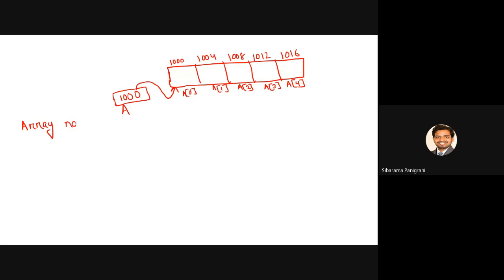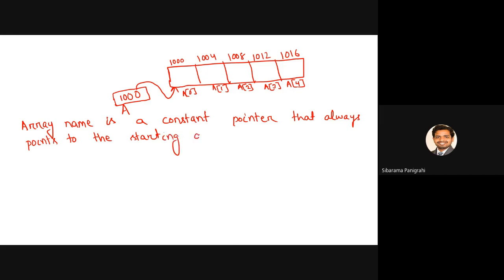Array name is a constant pointer that always points to the starting address of the array. Starting address of the array.